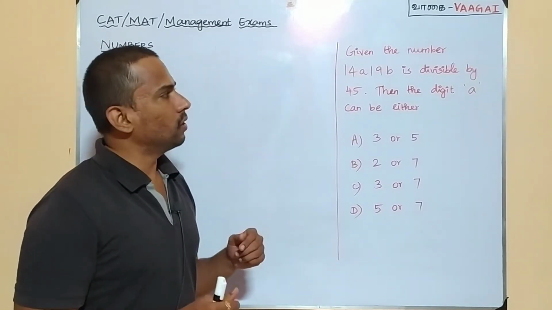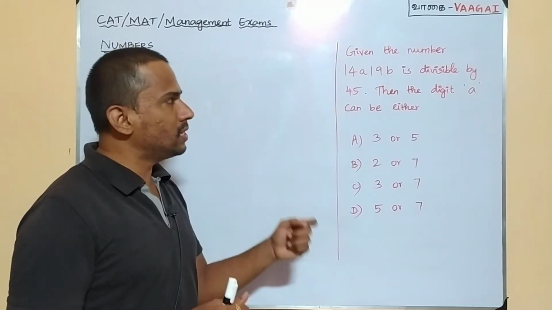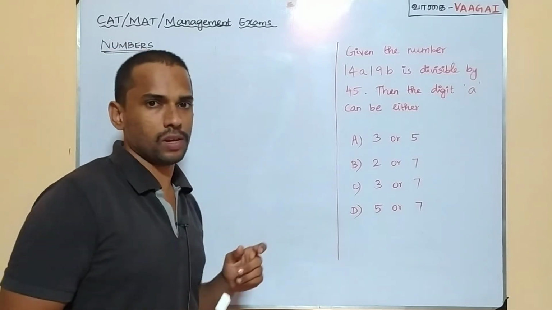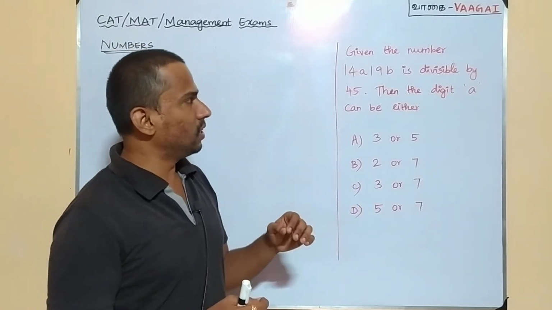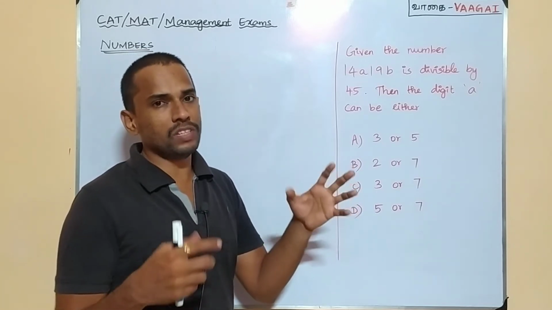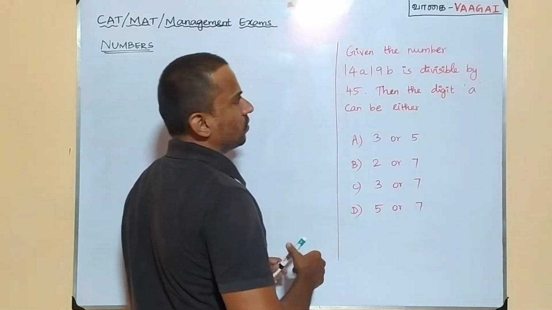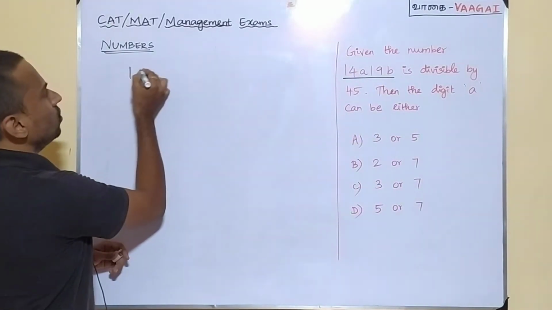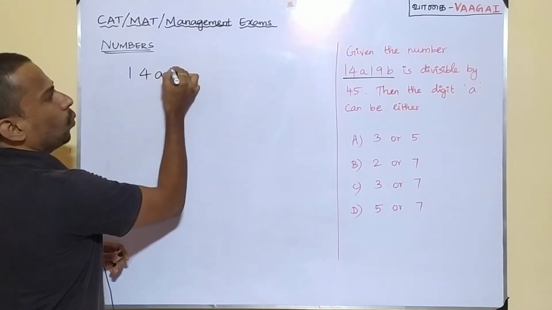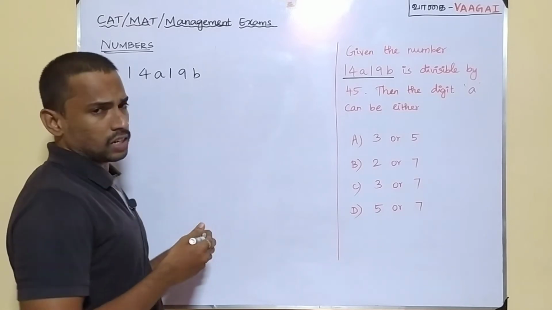Given the number 14A19B is divisible by 45. So the moment we read the question, we are able to understand that this is from the concept of divisibility test, right? So let's take a note of what information is given in the question. Here we have the number 14A19B. Clearly it is going to be a 6-digit number.